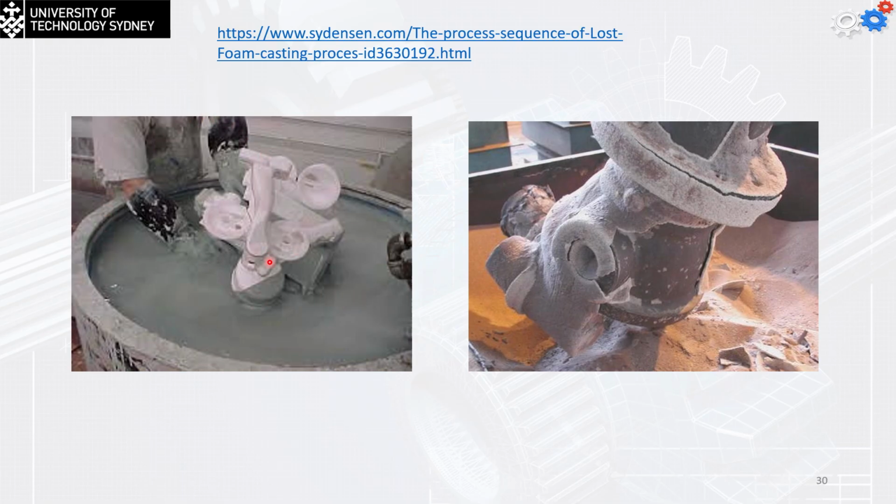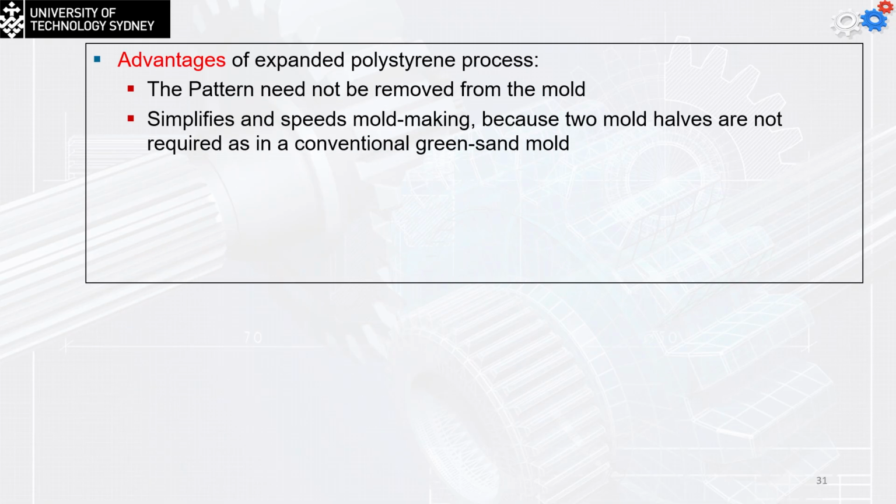He is putting the part into a ceramic slurry to have a shield around it. The advantages are, first, the pattern need not be removed from the mold later. This will make the process much faster and simplified, and it speeds up the mold making because the two mold halves are not required as in the conventional green sand mold.